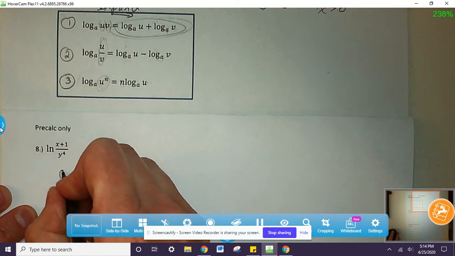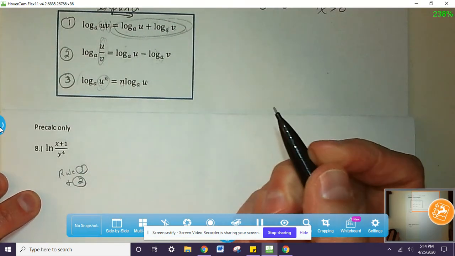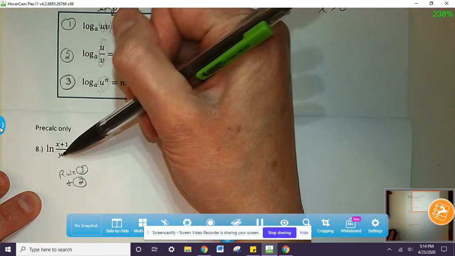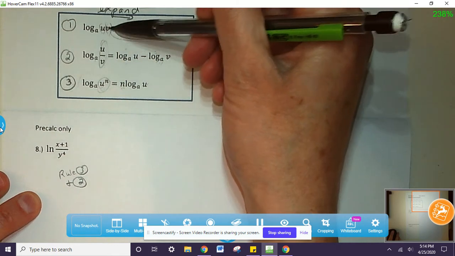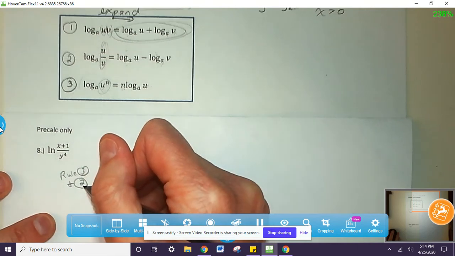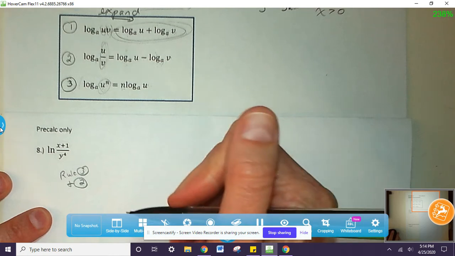You will be using rule 3 and rule 2. We're not going to use rule 1. There's no products in there. We have a quotient because I can see a numerator and a denominator. And I have a power because I have it to the 4th. But there's no product. There's no multiplication in this problem. So for rule 3 and rule 2, for this problem, we have to use one of these first. Do you know which one it is?